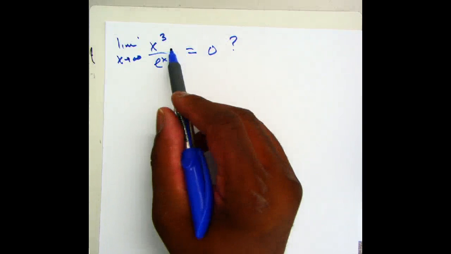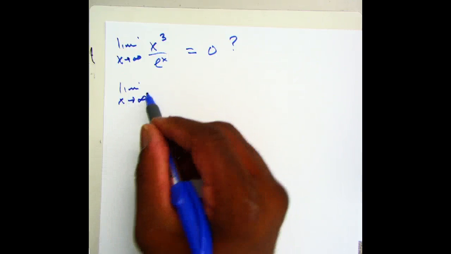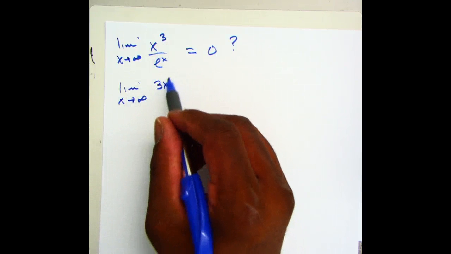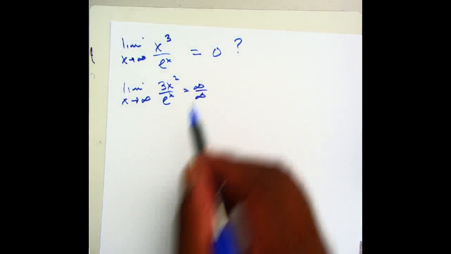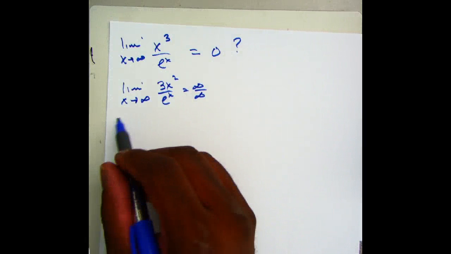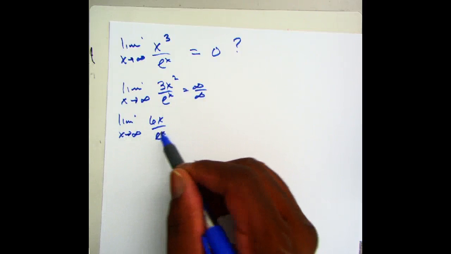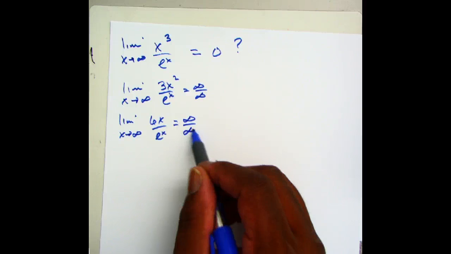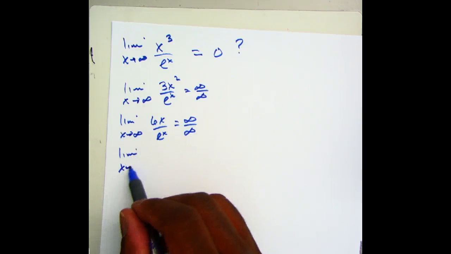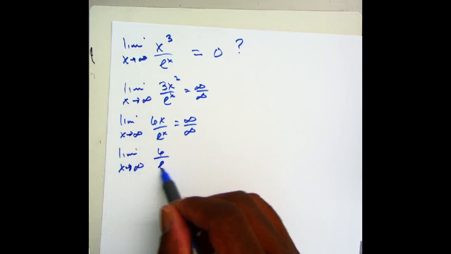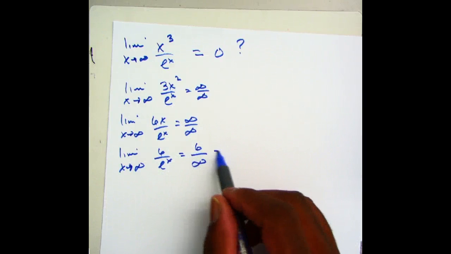Okay, we get infinity over infinity, so we need to take the derivative with L'Hopital. So limit as x goes to infinity, this is going to be 3x squared over e to the x, which is infinity over infinity. Oh, now we have to do it again. So this is the limit as x goes to infinity of 6x over e to the x. Well, that's going to be infinity over infinity. Well, now we have to do it again. That's the limit as x goes to infinity of 6 over e to the x. So now this is going to be 6 over infinity, and that's 0.